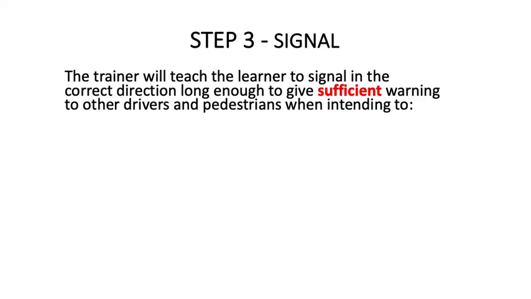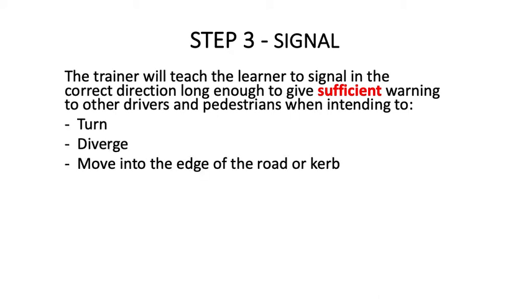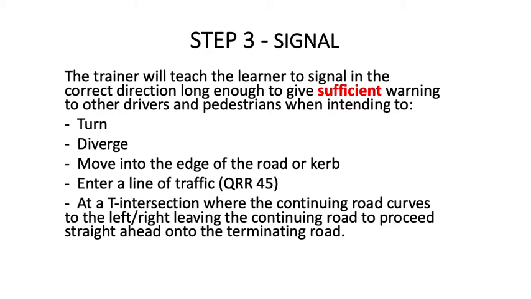Step 3, the trainer will teach the learner to signal in the correct direction long enough to give sufficient warning to other drivers and pedestrians when intending to turn, diverge, move into the edge of the road or curb, enter a line of traffic, at a T-section where the continuing road curves to the left or right, leaving the continuing road to proceed straight ahead onto the terminating road.